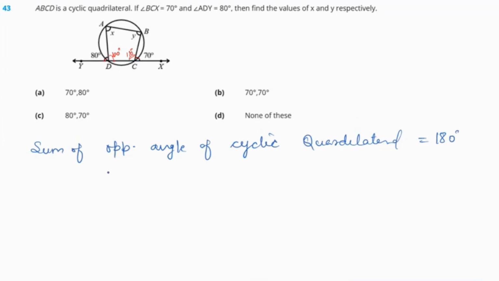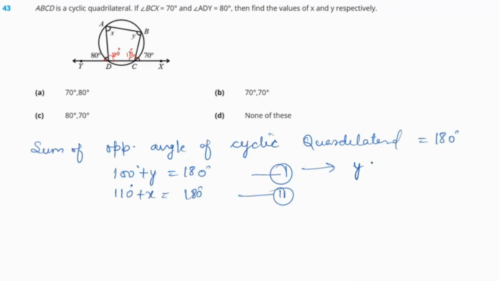Correct. So in respect of that, 100 plus y should equal 180 degrees, and similarly 110 plus x also needs to be 180 degrees. Solving this, y is 180 minus 100, so we get 80 degrees, and x is 180 minus 110, so we get 70 degrees. So 70 degrees and 80 degrees, option A is the correct answer.